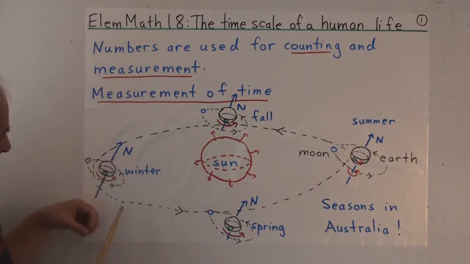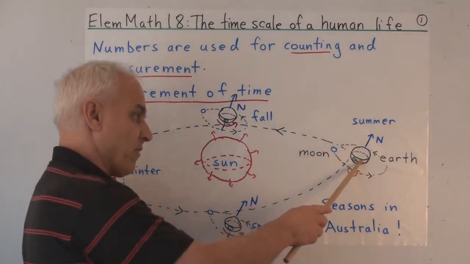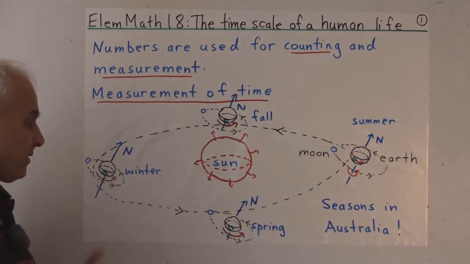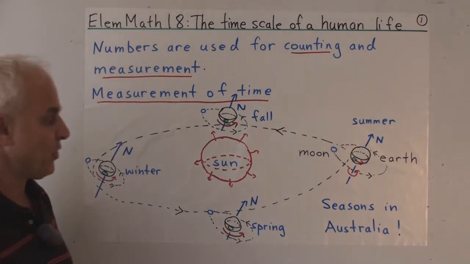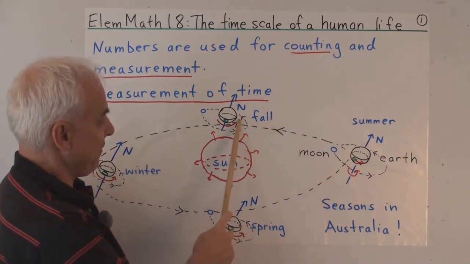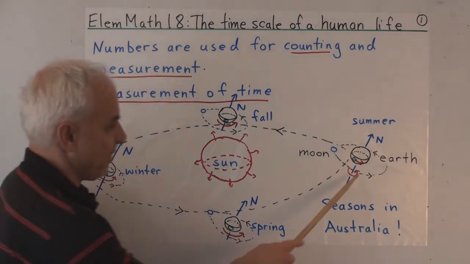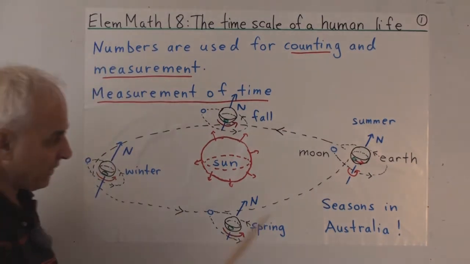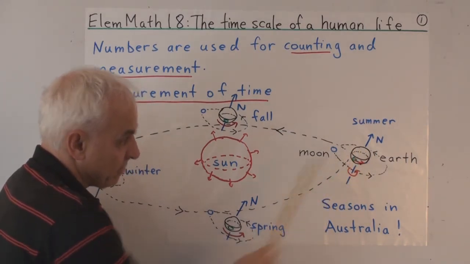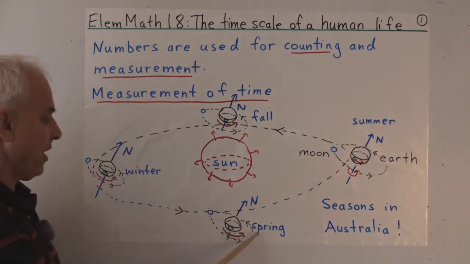So in this situation, more of the northern hemisphere is facing the Sun, while in this situation, more of the southern hemisphere is facing the Sun. And that's the reason why we have seasons. So from the Australian point of view, this would be summer in Australia, and then followed by fall, followed by winter, spring, and then back to summer. While if you were in the northern hemisphere, say in the United States, somewhere up there, then this would be the season of winter to you, followed by spring, summer, and fall.